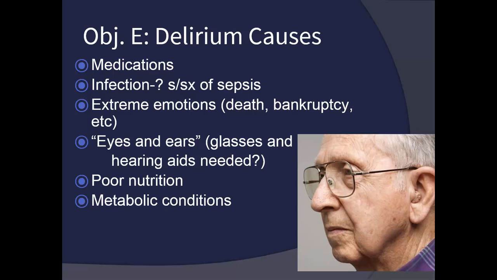Examples of delirium include DTs for people withdrawing, sundowning, which is nocturnal delirium, schizophrenia, which is distortion of reality, and ICU psychosis, like we mentioned before.